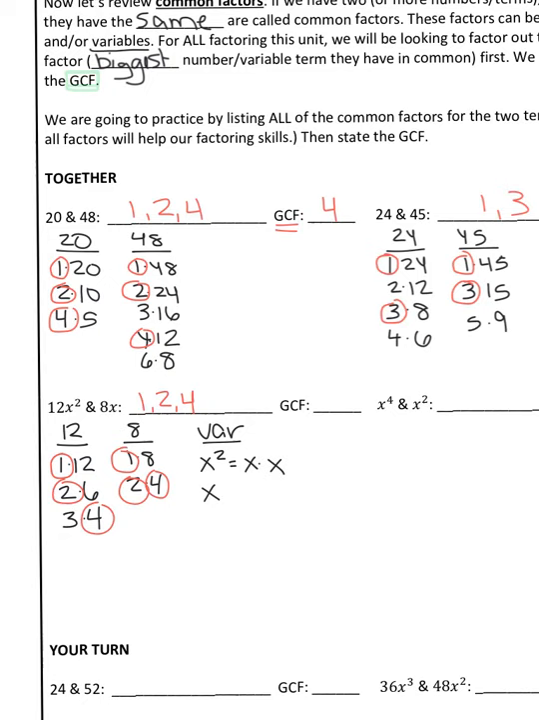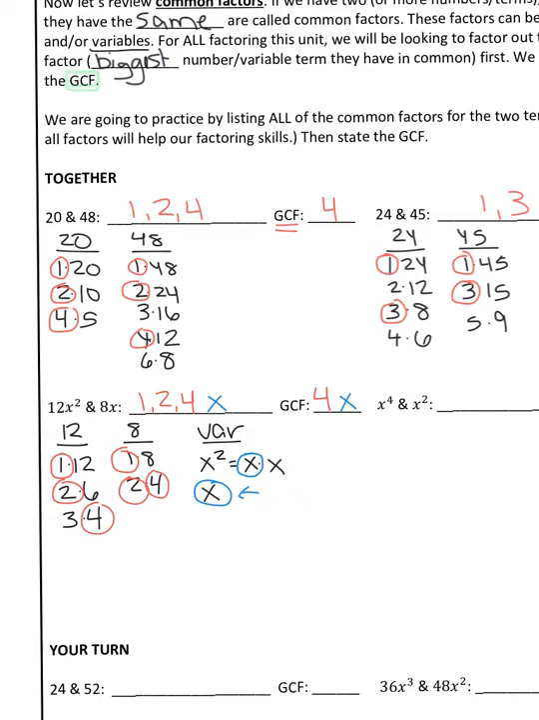So if I'm looking for a common factor, they both have a single x in common. They both have one x. The x squared has two of them, but this one down here only has one. So what they have in common is one single x. So if I'm looking for my GCF now, they're both going to have an x, and the highest number they both have is the number 4. So my GCF of 12x squared and 8x is 4x.